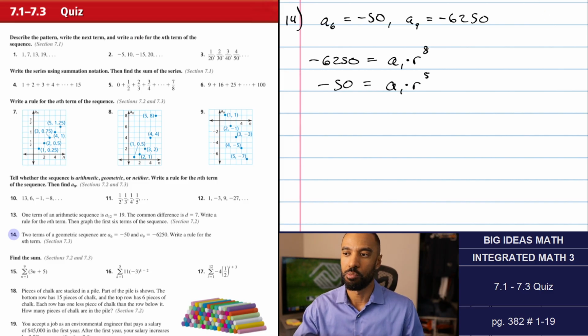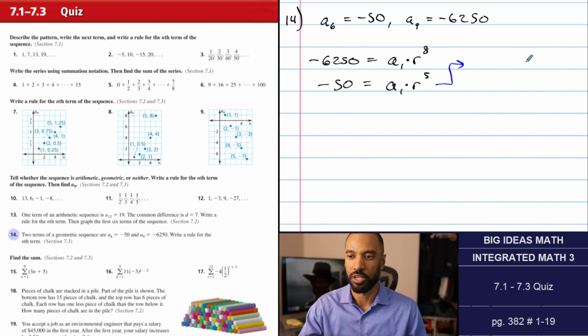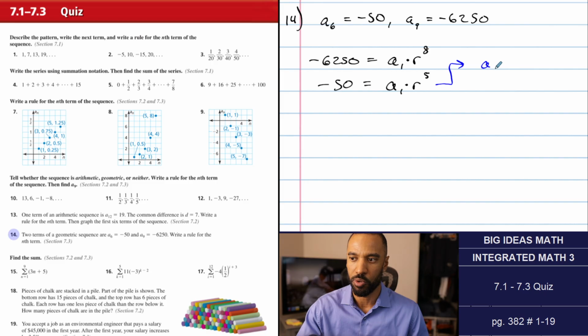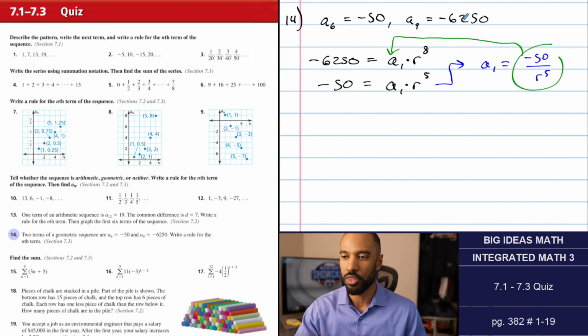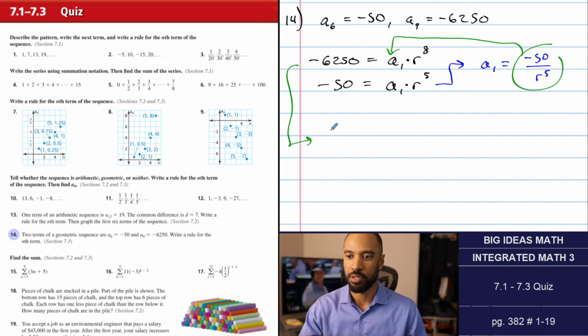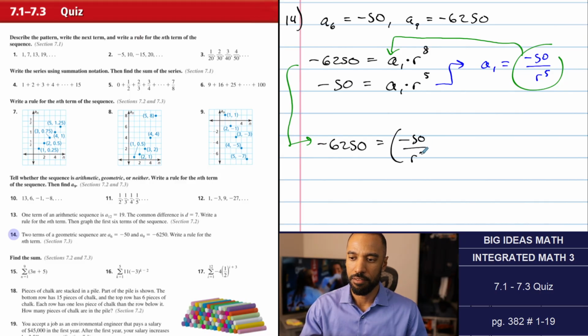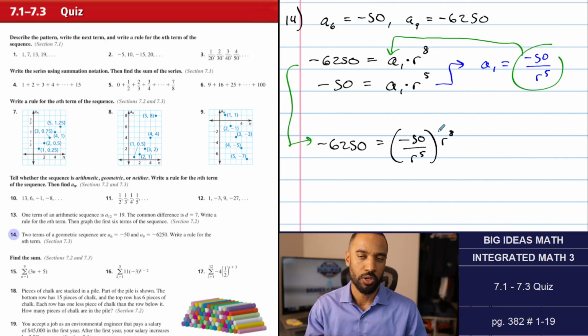Or what the book likes to do more is substitution. And I'm going to honor the book in this case because maybe it's what your teacher would speak to more. So your first term can be rewritten in such a way that you can divide by r to the fifth power here. So you get negative 50 over r to the fifth. And then you can substitute this in for a sub 1 in your other equation and then write that out down here. So now this equation can say negative 6250 equals negative 50 over r to the fifth times r to the eighth. And we do this because now we're just down to one variable in one equation.